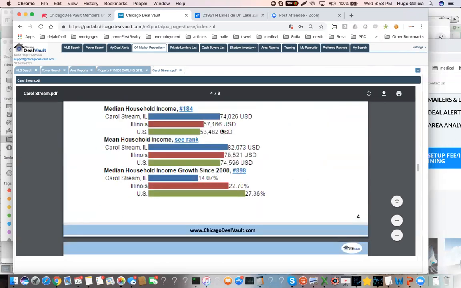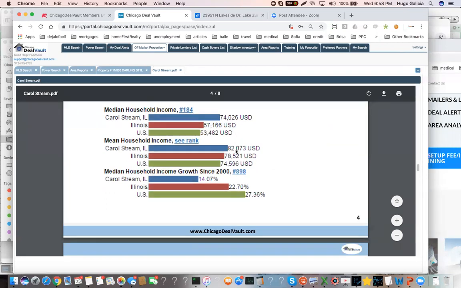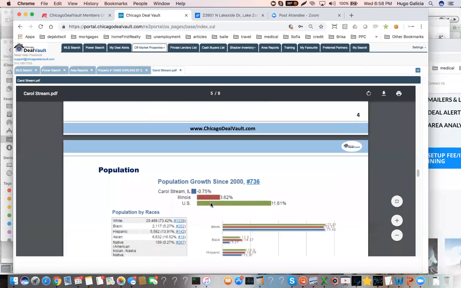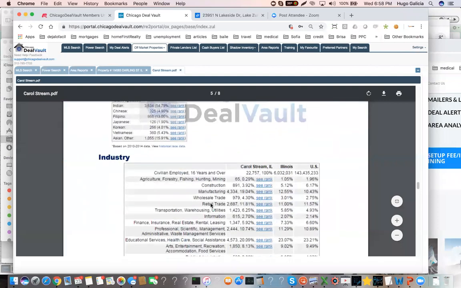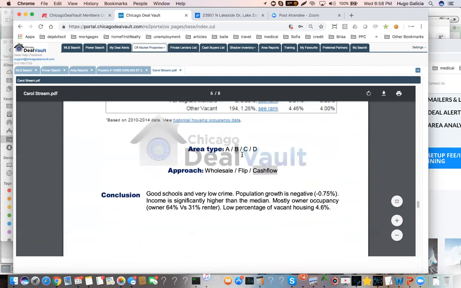Schools look great. Purchasing power, 74, it's awesome. I want to see population growth. Well, it's a stable area. It's a little bit negative, but I would say this is like 0, right? So it's a stable area, Carol Stream. Now, I want to know the vacancies. Vacancy rate is 4%. That's awesome. Owner occupancy, 63. There's a higher rental percentage. It's still all good. So this is a B area for cash flow.